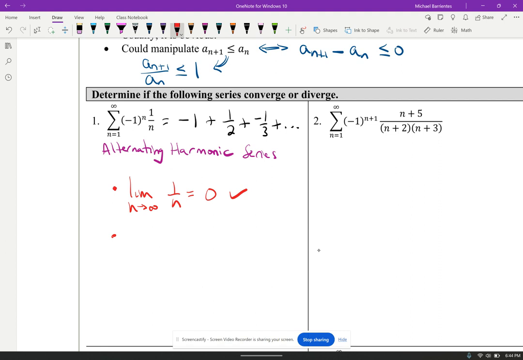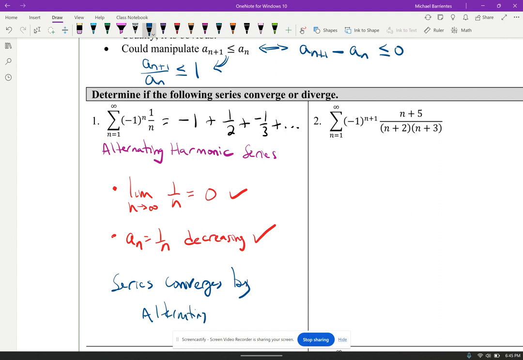The second condition: a sub n equals 1 over n. Is it decreasing? Well, if you look at the numbers, we're stripping away the negatives and only looking at the numbers: 1, 1 half, 1/3, 1/4. Are they getting smaller? Yes. So therefore, I can say that the series converges by the alternating series test.